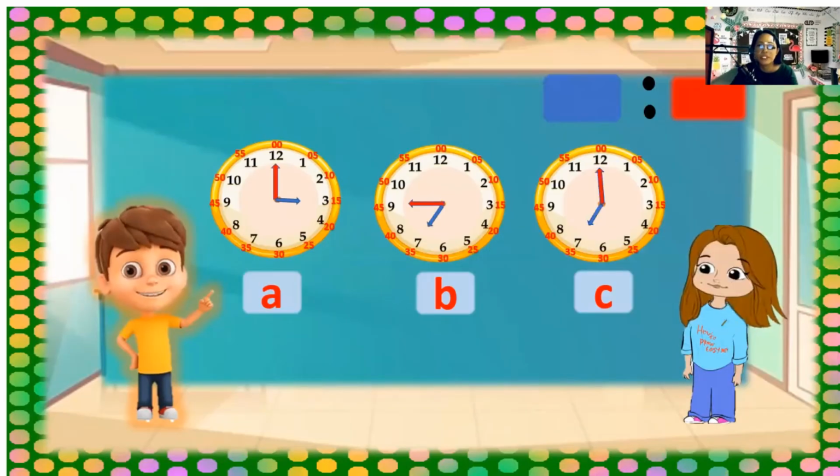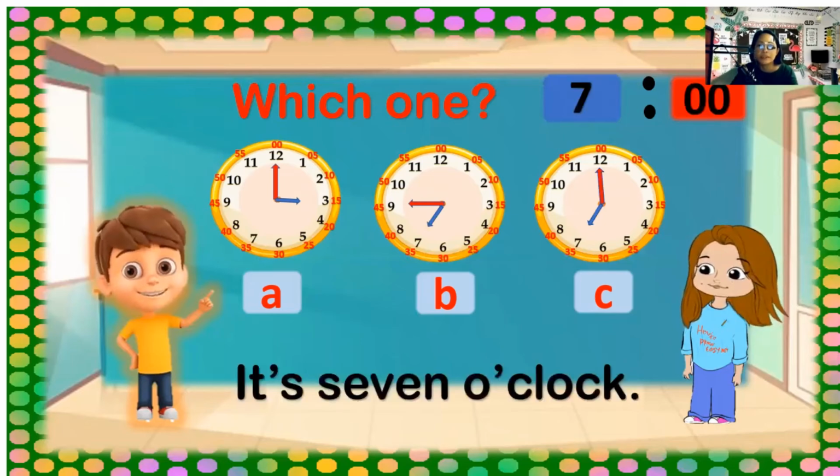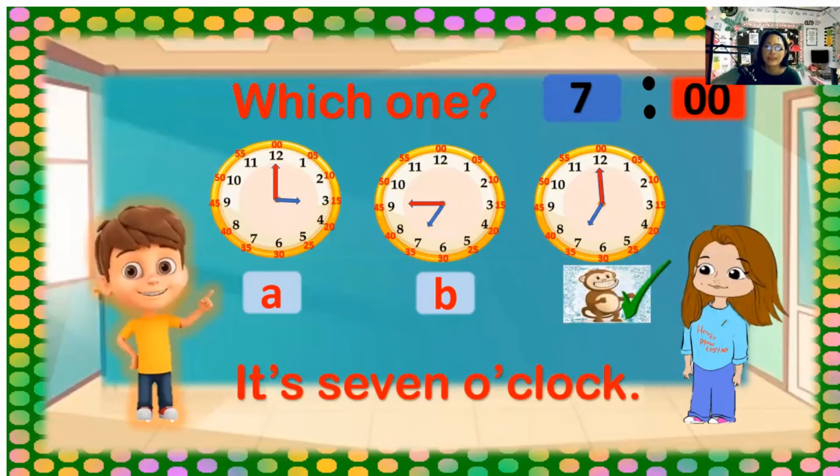Let's keep moving. Which one is saying that it's 7 o'clock? So you have to look at the short hand pointing to 7. Two clocks are pointing to 7, but which one is 7 o'clock? Excellent. Letter C. One point for you.